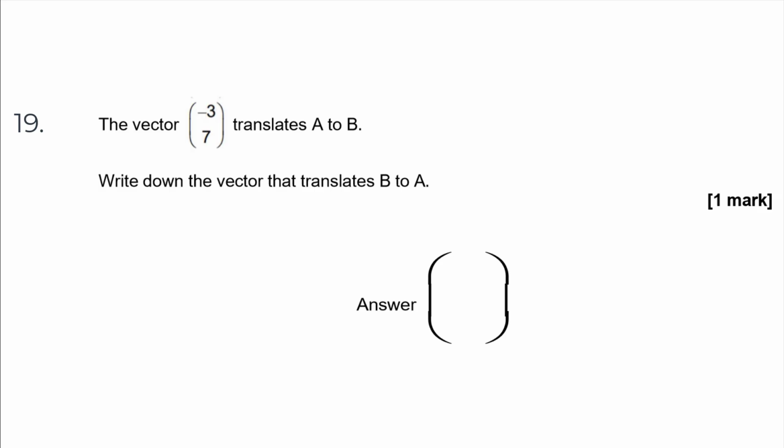The vector (-3, 7) translates A to B. Write down the vector that translates B back to A again. Okay. Column vectors usually have the form x over y like that. So this value here means -3 units in the direction of x, and this value here means 7 units in the direction of y. So let's say I make a note of the point A, it's here.